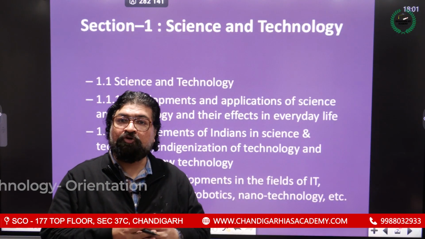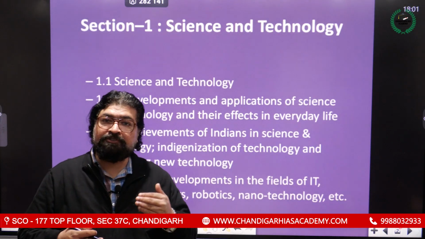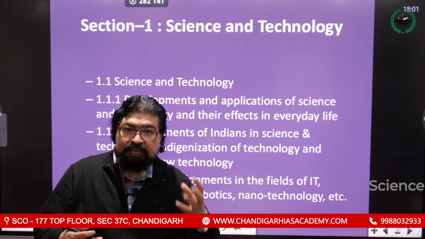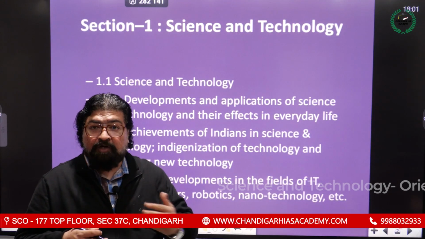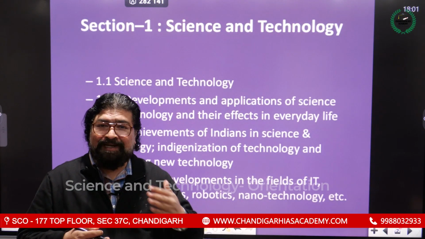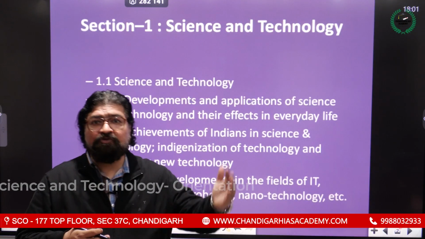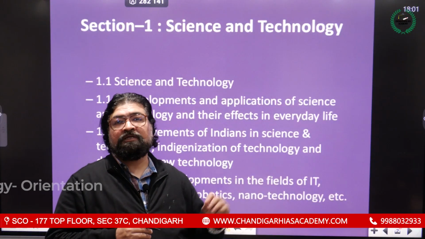But apart from that, Dr. M.S. Swaminathan, Green Revolution in India. Then Dr. C.N.R. Rao, in terms of material science and nanotechnology, the nanomission comes into that. Apart from that, we have many scientists who led development in different areas of science and technology. So we will be discussing those topics in the classroom.